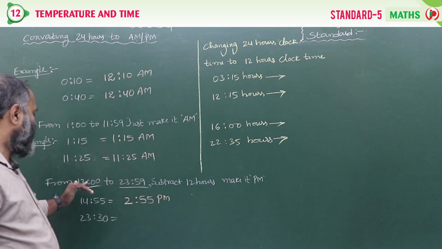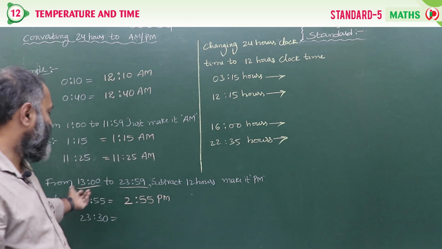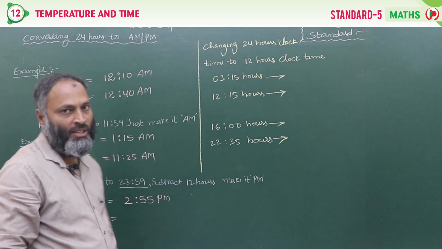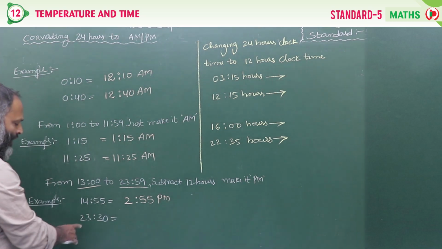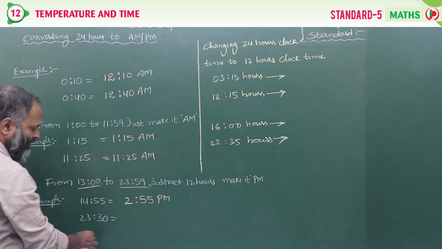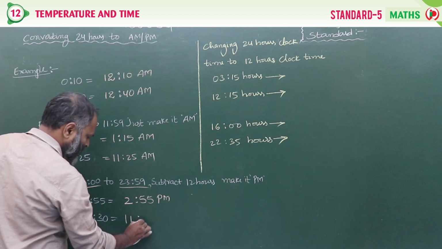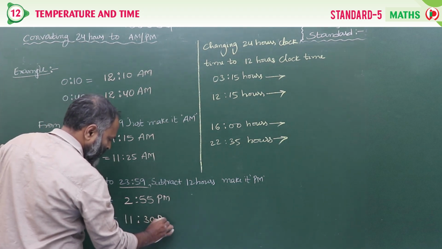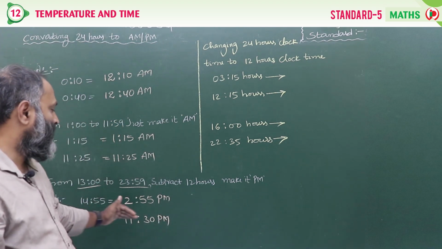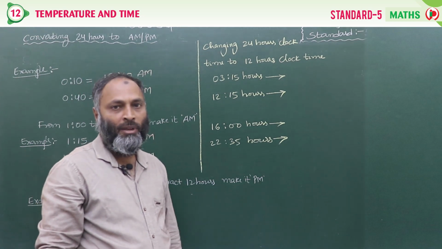It is the same for 13 to 23: just subtract 12 from the hours and write your answer in PM. Here 23 means we should subtract 12. 23 minus 12 is 11. So 11:30 PM. This is the conversion of 24 hours into AM and PM.